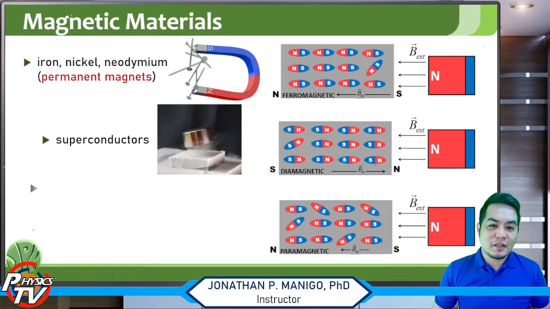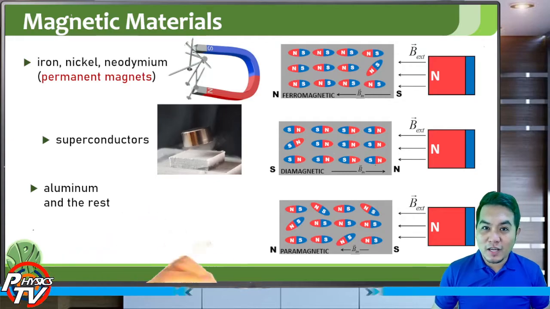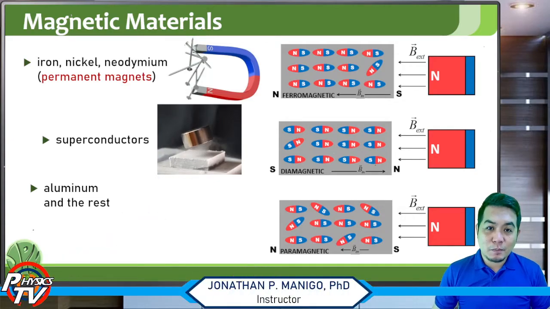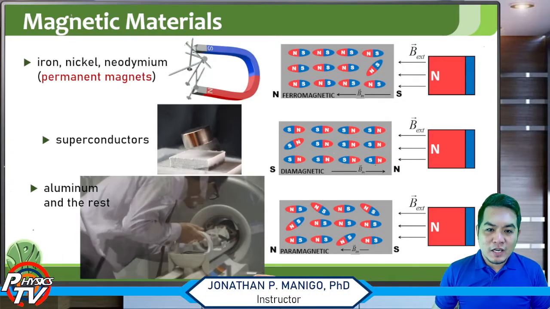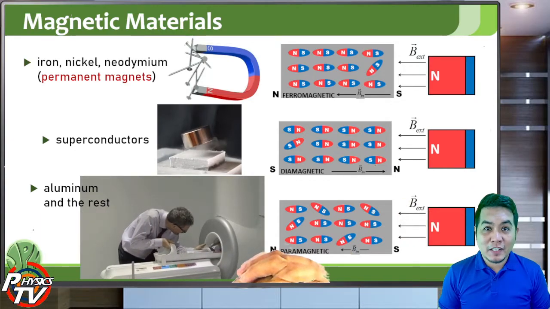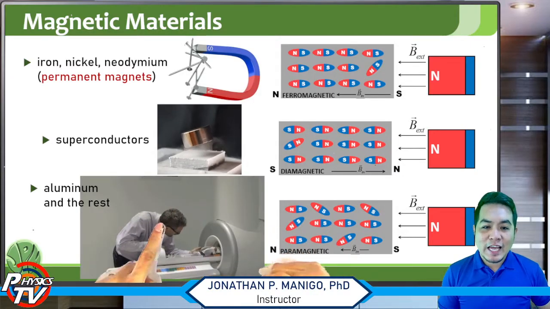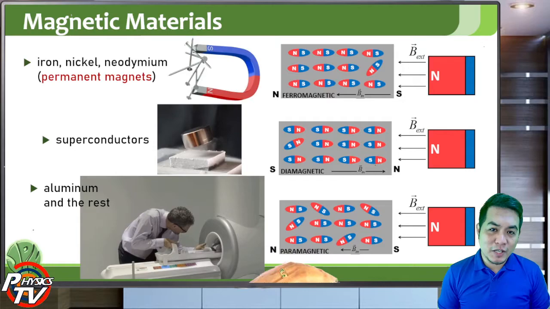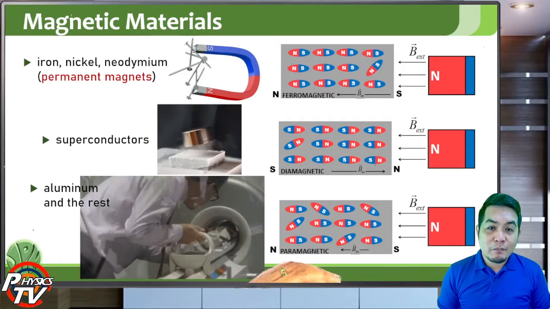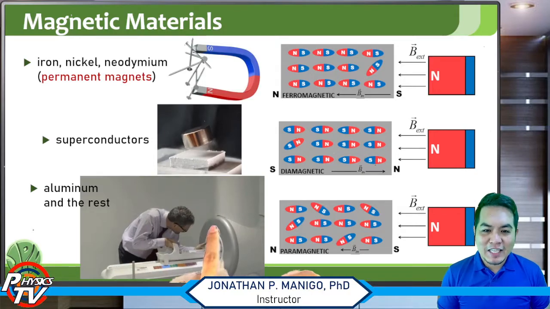And then the rest of the materials are paramagnetic materials. Aluminum, even though it's a metal, has a very weak magnetism if you expose it to a magnet. The rest of the materials are paramagnetic. Even our bodies are paramagnetic. If you are familiar with MRI, magnetic resonance imaging, you are basically being exposed to a magnetic field from a giant magnet. This is basically a giant magnet here.